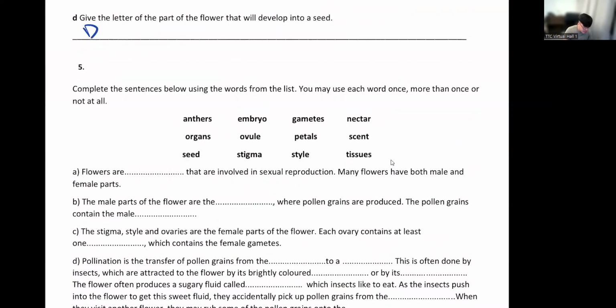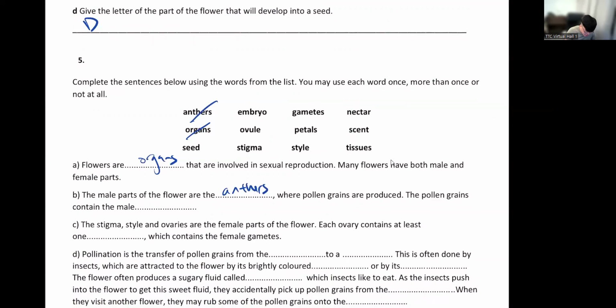Okay, so number 5. I'll just give you the answer straight here. Flowers are organs that are involved in sexual reproduction. Like I said, flowers, they are your penises and vaginas. So B, the male part are the, oh, it's not mentioned here. Anthers, okay. There's no stamen here, but the pollen grains are produced. The pollen grains contain the male gametes. Okay, just like our sperm.